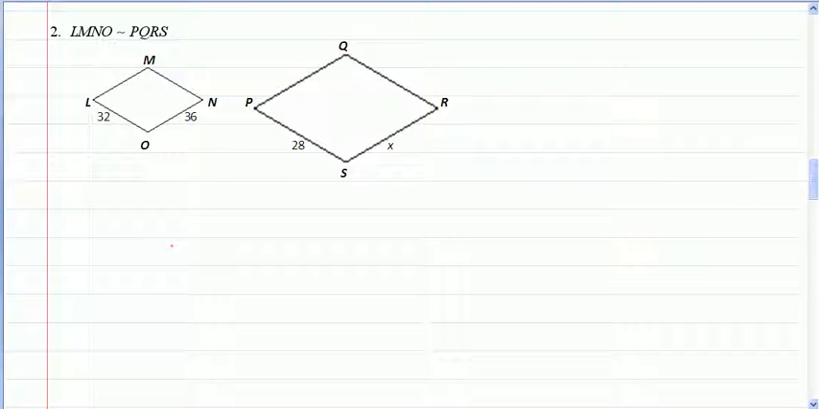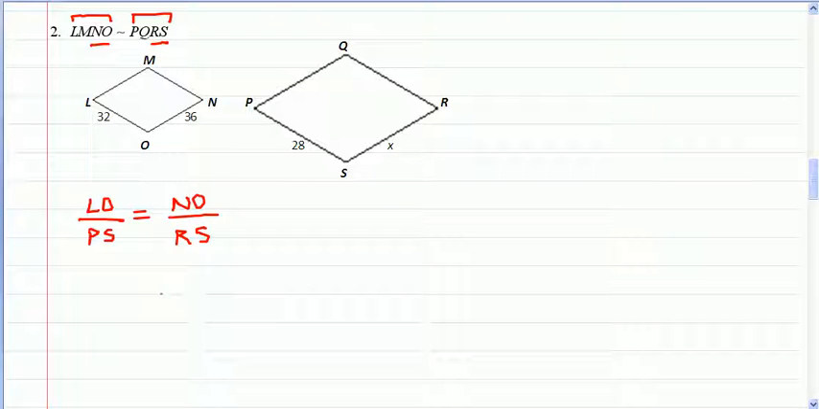For number 2, figure LMNO is similar to PQRS. So I'm given side LO, and I'm also given side PS. So I start with LO over PS, and I set it equal to side ON. ON is here, or NO, and I'm finding side RS. So I set it equal to NO over RS.